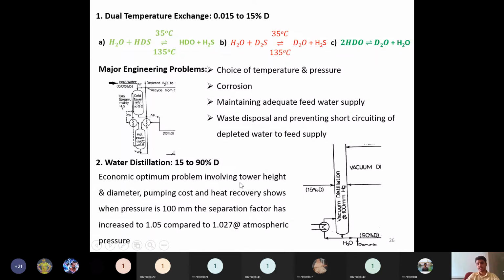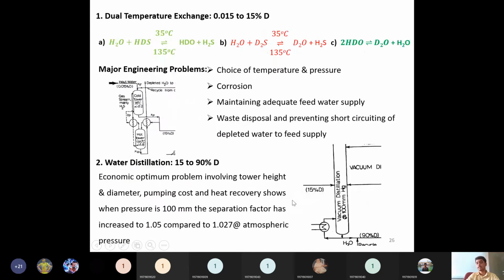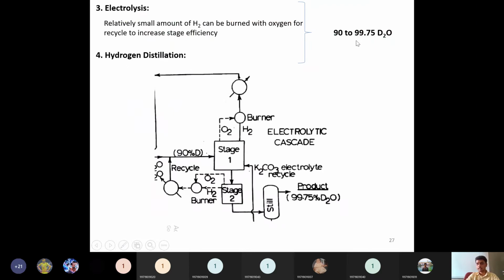This is the second part of the flow sheet. We have enriched our deuterium content from 15% to 90%. Then our task is to enrich this 90% deuterium to around 99.75%. Simultaneous electrolysis as well as the burner process or hydrogen distillation process will take place in these towers, in this still. The 90% deuterium will enter in a staged manner here, and it will be burned in the H2 burner, in a two-stage operation.